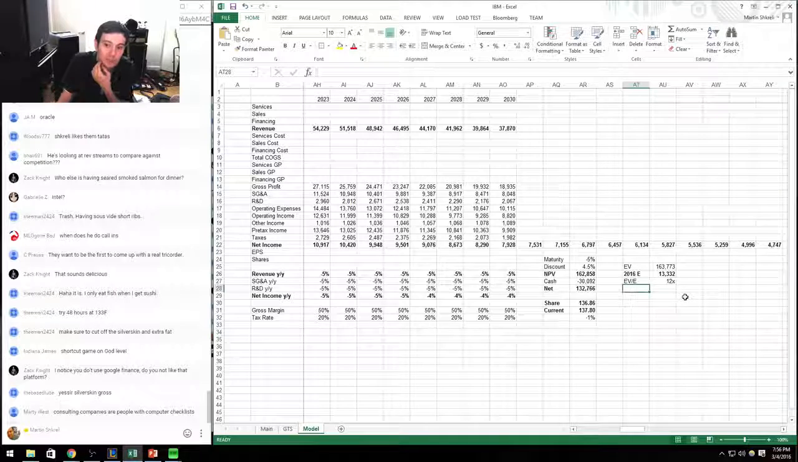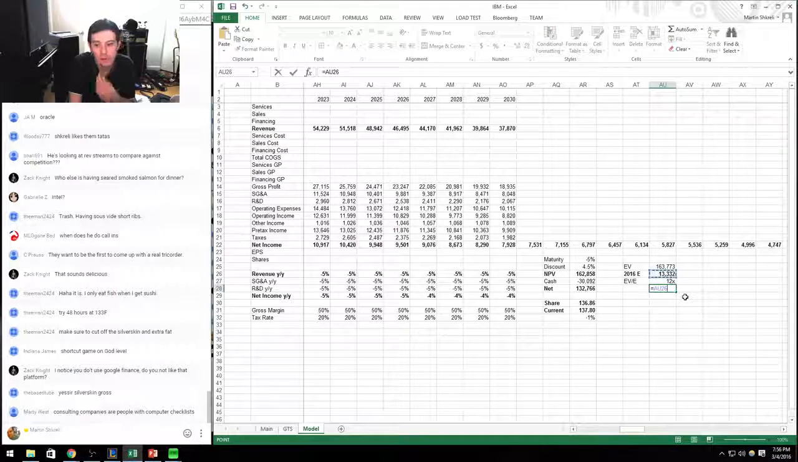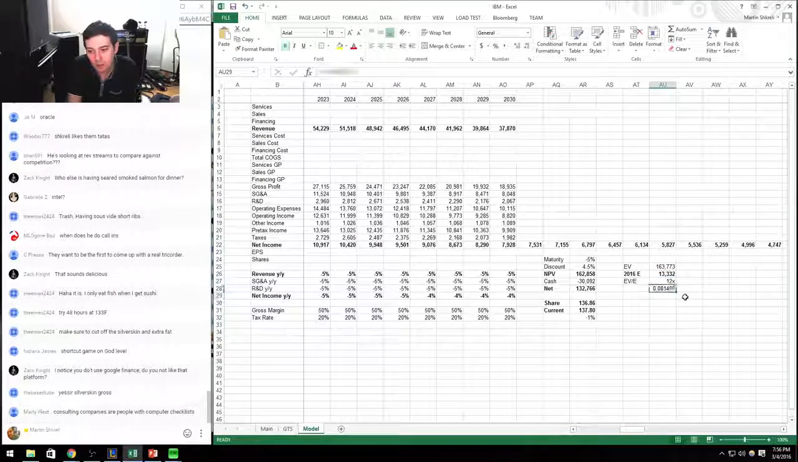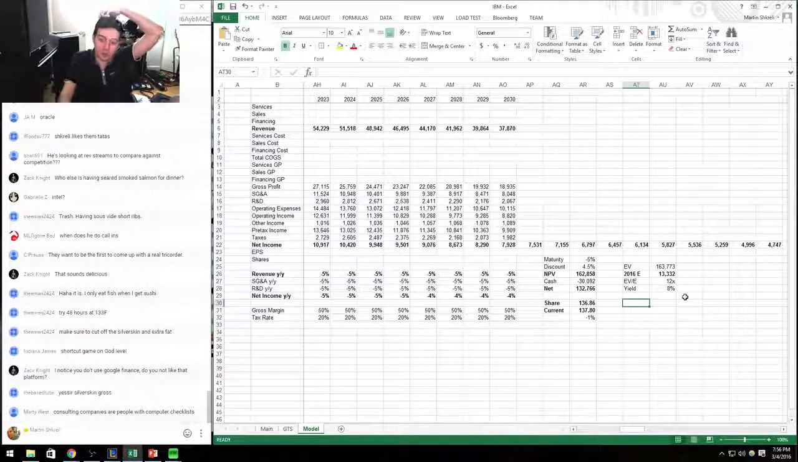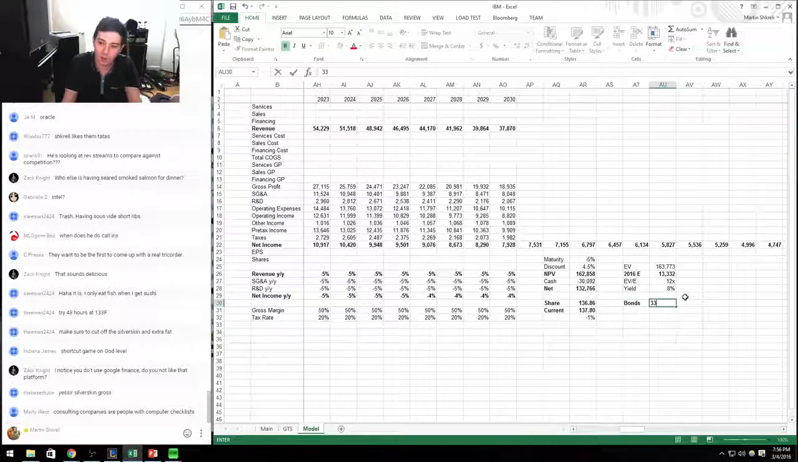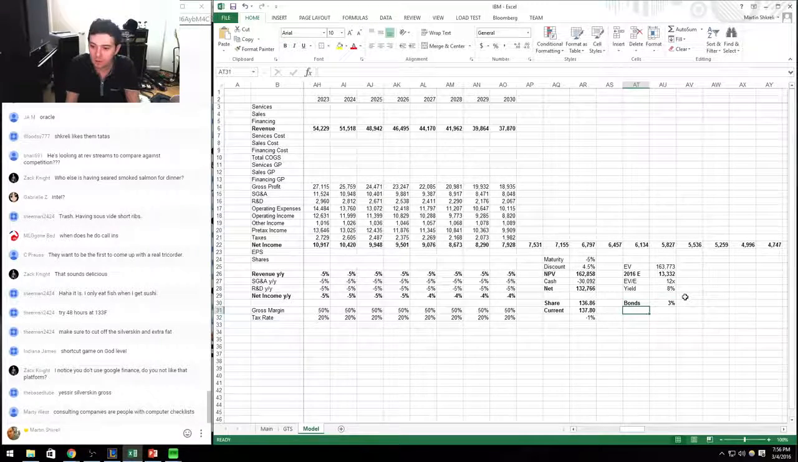So if you think about it as a yield, IBM is yielding 8%. And that's a lot higher than their bonds, which yield roughly 3%, or any other bonds. Most bonds aren't yielding 8%. So that's pretty exciting.